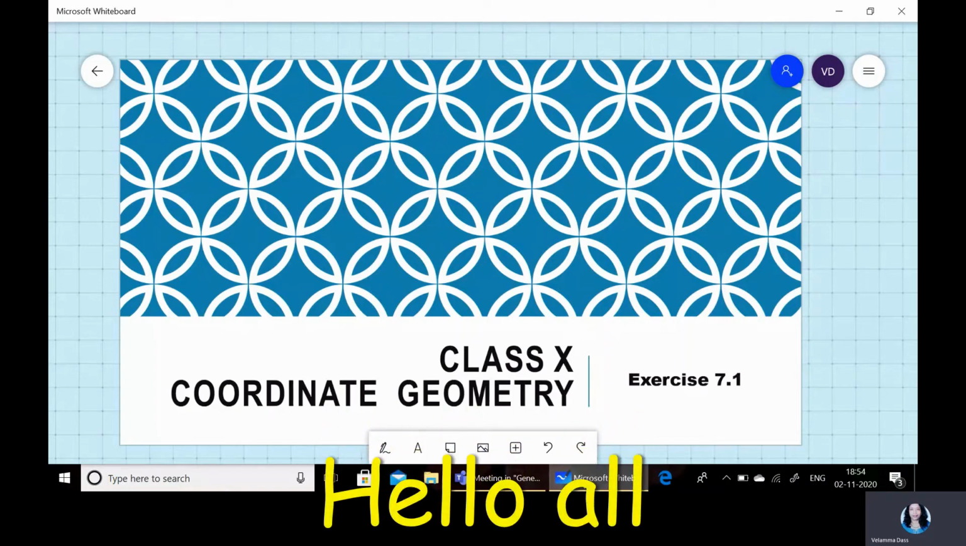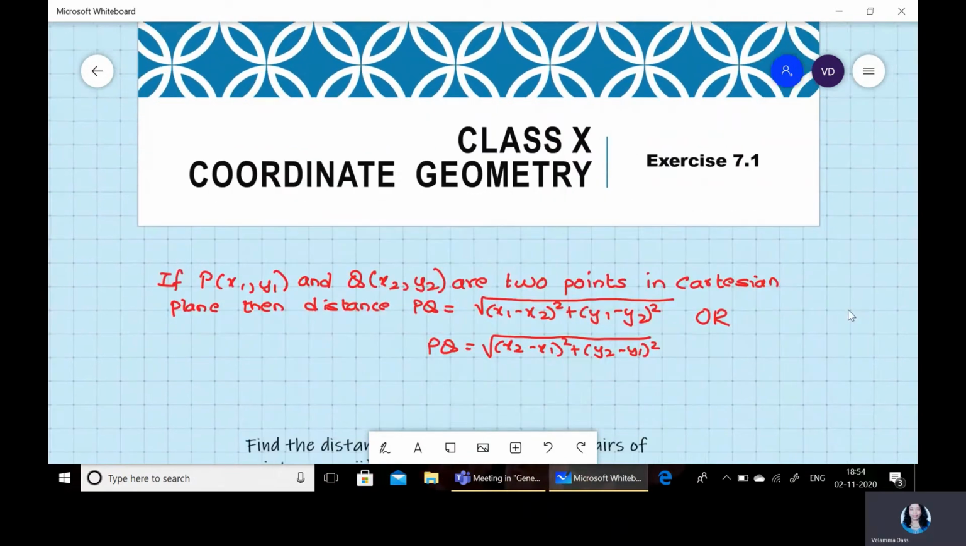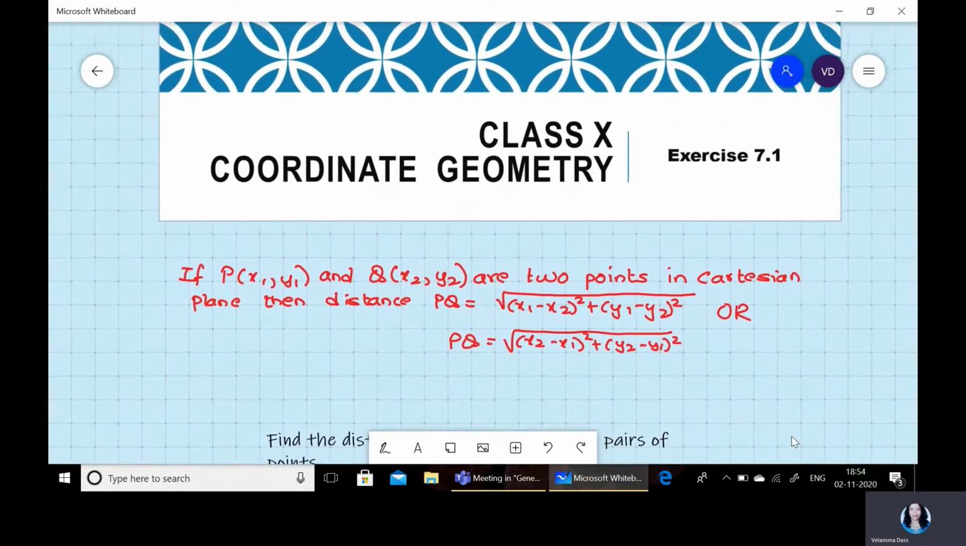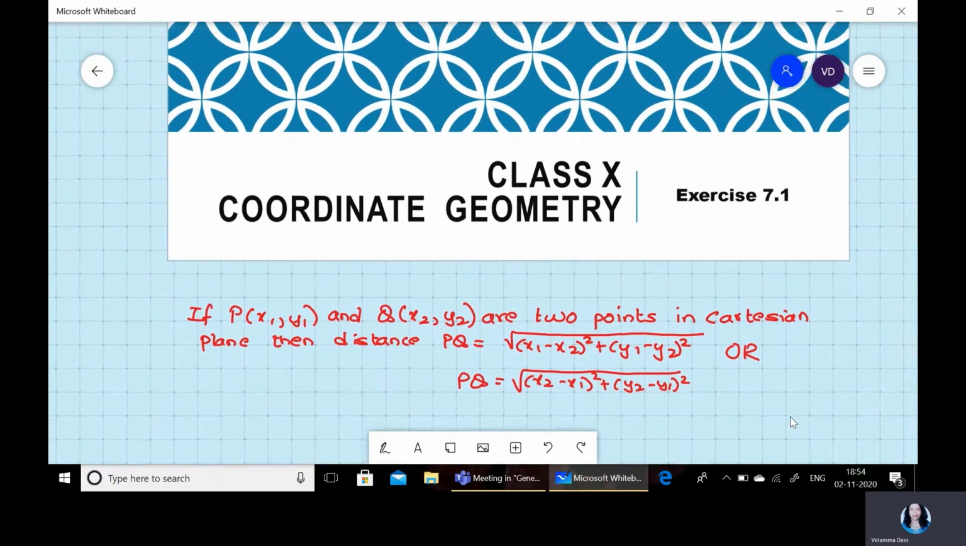Let's start with class 10 coordinate geometry with exercise 7.1. We have already learned the distance formula and its derivation. So we all know that if P(x1, y1) and Q(x2, y2) are 2 points in the Cartesian plane, then distance PQ is nothing but the square root of (x1 minus x2) the whole square plus (y1 minus y2) the whole square. This can also be written as (x2 minus x1) the whole square plus (y2 minus y1) the whole square.